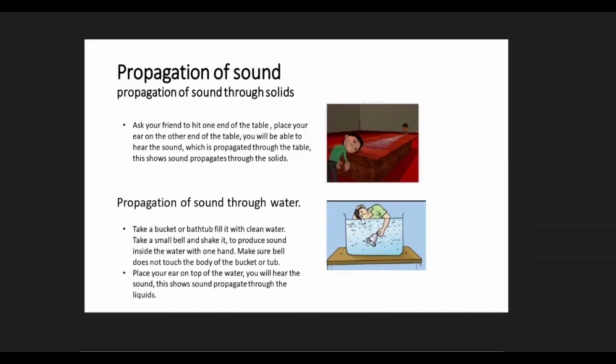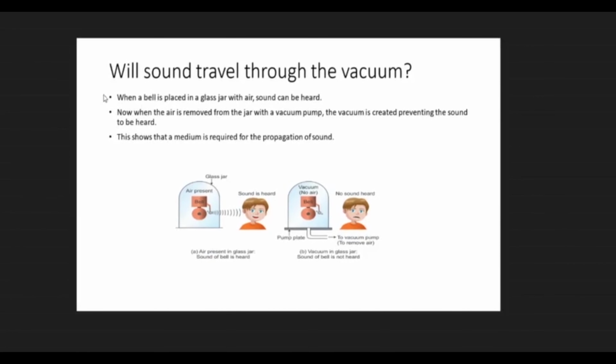Place your ear on top of a bucket or a bathtub filled with water and keep a bell under the water and ring the bell without touching the walls. You'll be able to hear the sound propagating through liquids. Now, will sound travel through vacuum?